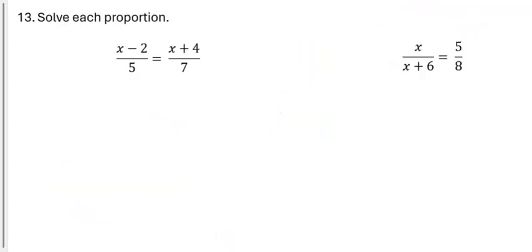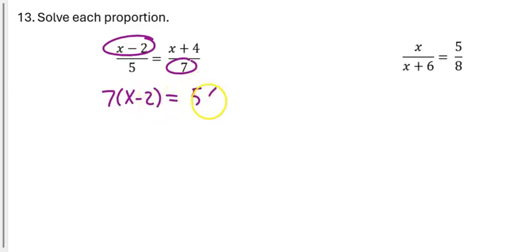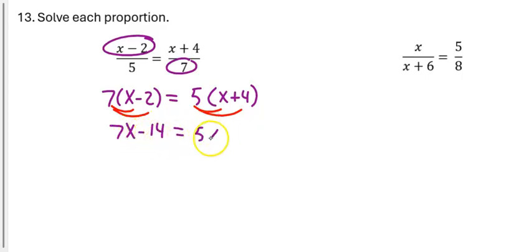Problem 13, get some proportions. We've been doing this work since August. So we cross multiply. 7 times the quantity of x minus 2 is equal to 5 times the quantity of x plus 4. Using the distributive property, we can get rid of the parentheses. So 7x minus 14 is equal to 5x plus 20.